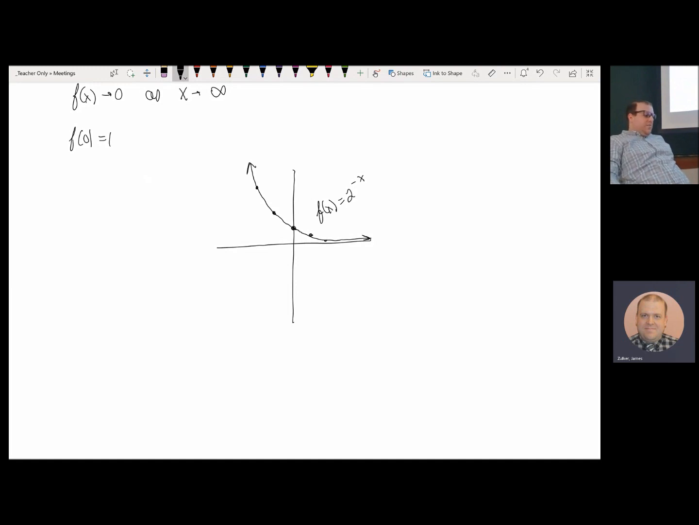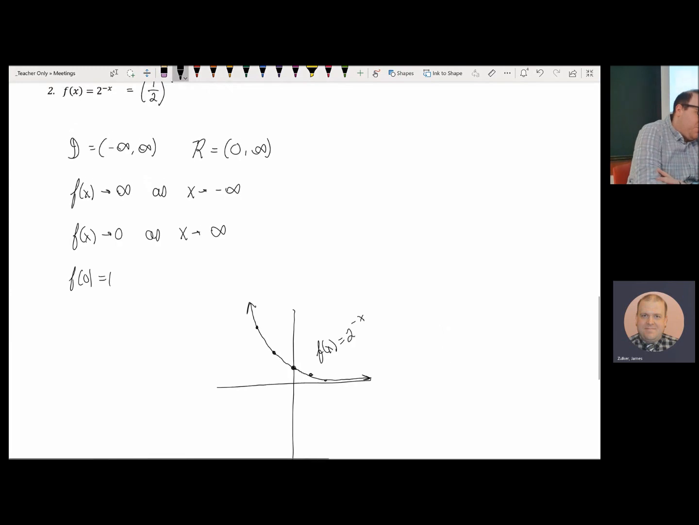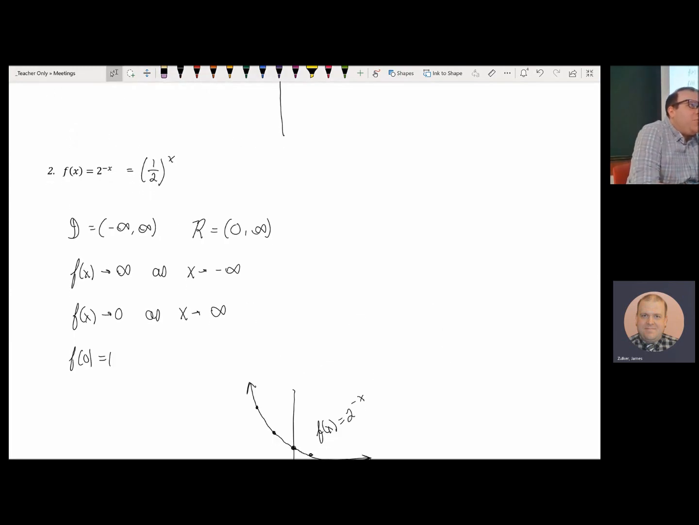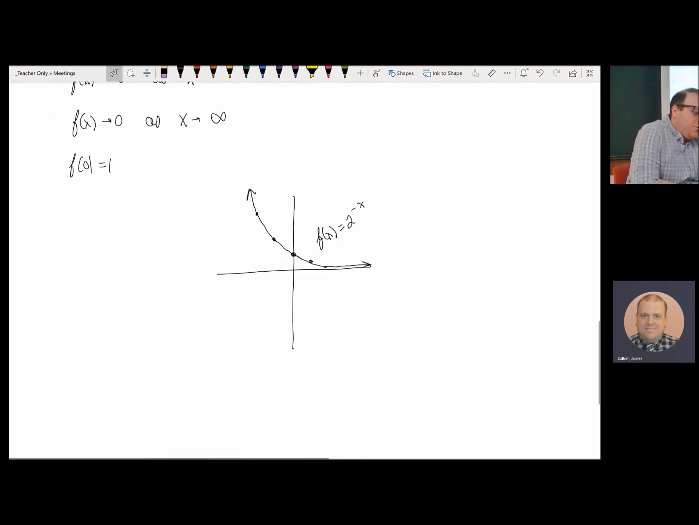So that is what 2 to the negative x roughly would look like. And by the way, all the exponentials are going to have the same shape. It's just a matter of how steep this gets. Well, that's based on the power, or based on whether it's less than 1 or greater than 1. But all exponentials less than 1 are going to look like this. It's just a matter of how steep. So how quickly does it begin to rise?